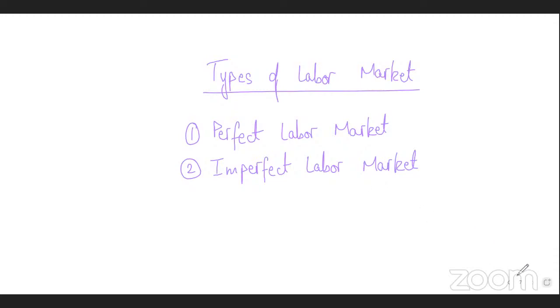Now, as far as the perfect labor market is concerned, there will be a few assumptions, a few characteristics that hold true, and obviously those characteristics and assumptions will not hold true in an imperfect labor market. So perfect means an ideal situation. That is what perfect means: if this situation exists, that is ideal, that is good, that should happen. So that is what a perfect labor market is about.